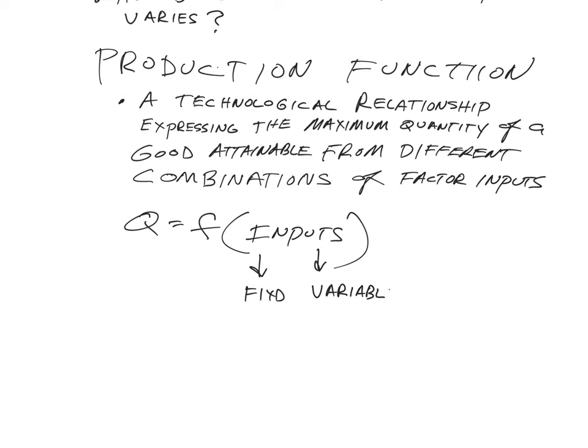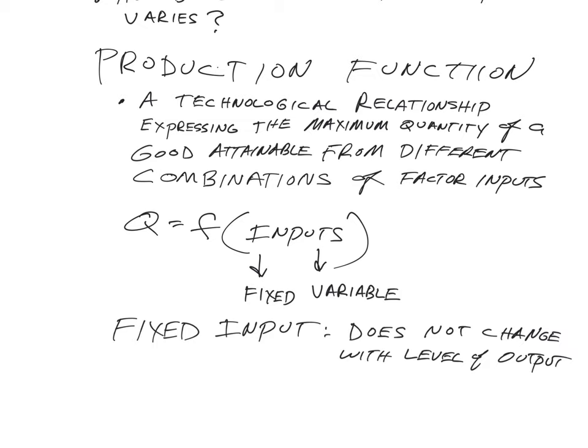The production process is filled with lots of inputs. Some are fixed, some are variable. We're just going to use one fixed and one variable just to make it easy. And so a fixed input, let's define, again, lots of definitions here. A fixed input does not change with the level of output. Okay, it's fixed. It doesn't change. So if you produce a little bit, the fixed input is fixed. If you produce a lot, it is fixed.